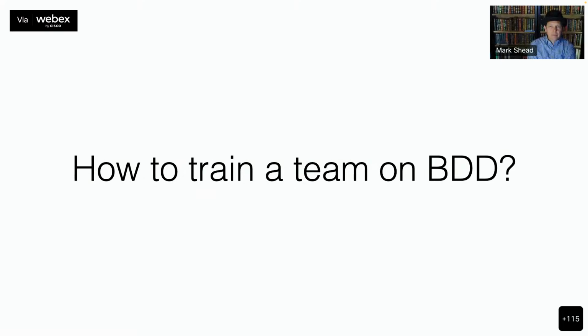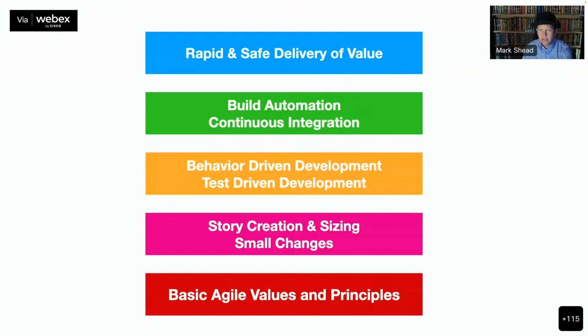So as we get in this, one thing I want to mention is, how do you train a team on behavior-driven development? So our goal is always, you've probably seen the slide notes from some of my other talks, rapid and safe delivery of value, right? That's the goal of any software team. If we want to have rapid and safe delivery of value, we're going to have build automation, continuous integration. We're not going to be able to do things quickly and safely if we don't invest in that. But we're also not going to be able to invest in automating something unless we've invested in behavior-driven development and test-driven development, right? We've got to have something that actually gets automatically run. DevOps would be another part here as well.